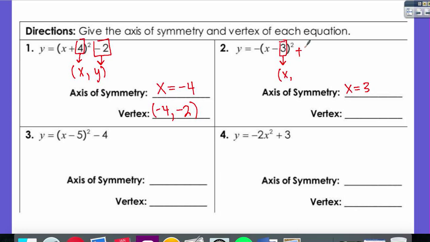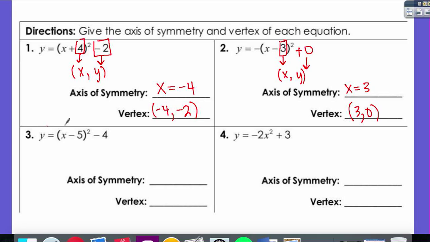there's really like an understood +0, there was no change on y. So the actual point of the vertex is (3, 0). So if you don't have any plus or minus outside of the parentheses, that means there was no change vertically. It didn't go up or down. So the y-coordinate remains a 0, so it would be +0.